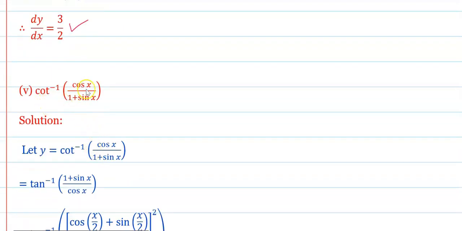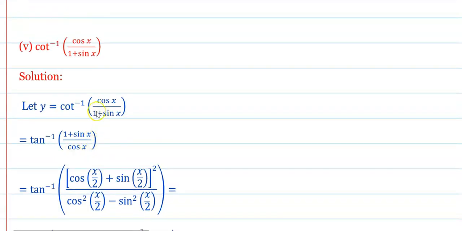Next, cot inverse of cos x upon 1 plus sin x. Okay. Cot inverse of. Now this, again one more result. What is that? Cot inverse of 1 upon x is equal to tan inverse of x. Using that result, we can convert this to tan inverse of (1 plus sin x) upon cos x, the reciprocal. Now again, this is a very important identity.